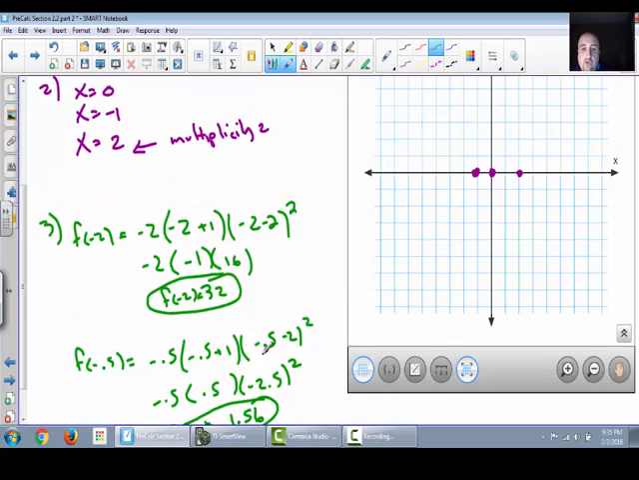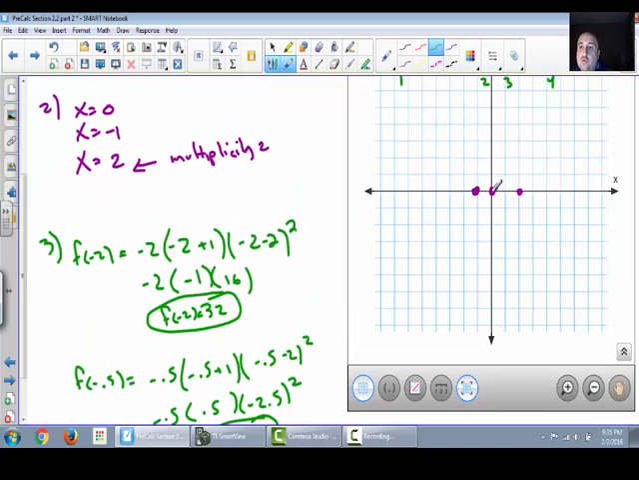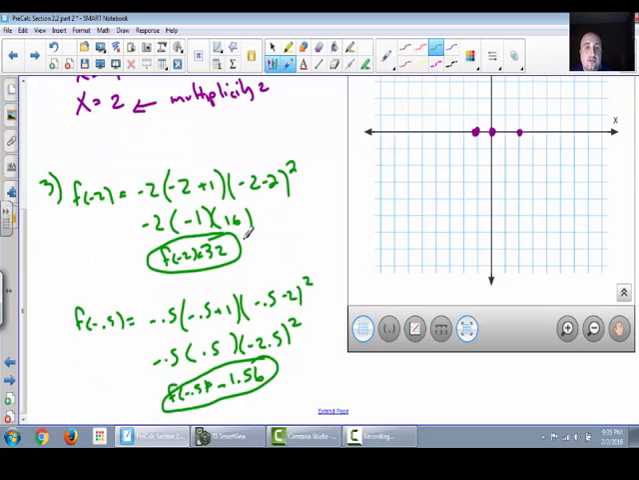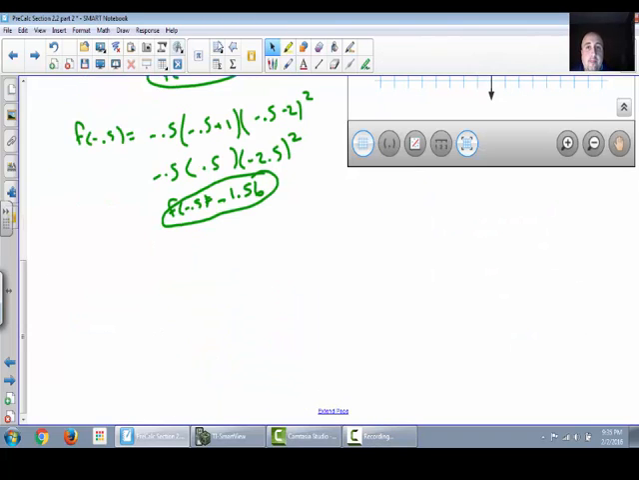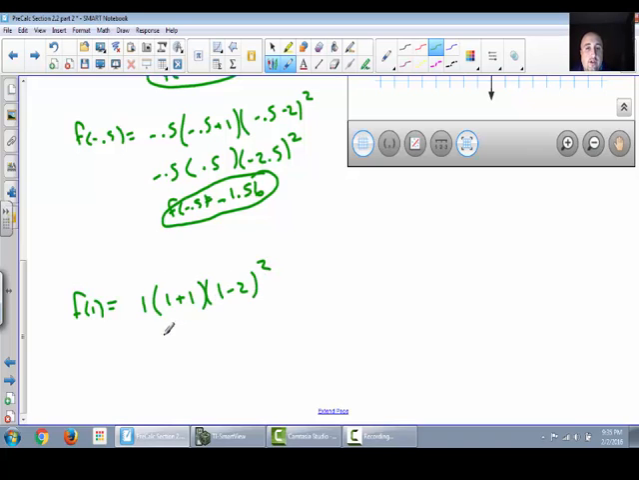Now we have to go between our next two zeros. Between 0 and 2, we're going to plug in 1. So I'm going to extend my page here. f of 1: everywhere there was a negative 0.5, I'm going to plug in 1. So 1 times 1 plus 1, times 1 minus 2 squared. This one should be easy: 1 times 2 times negative 1 squared. 1 times 2 is 2, negative 1 squared is 1, so 2 times 1 is 2. So f of 1 equals 2.